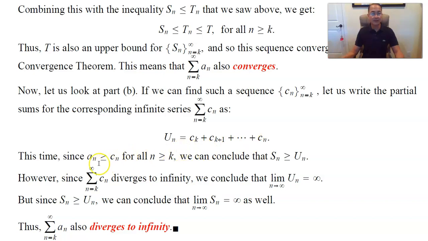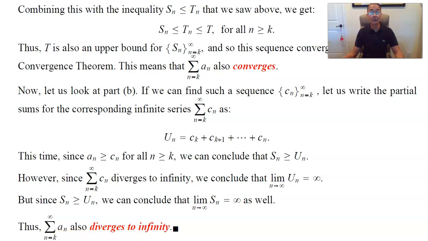All right, so since each of our A sub n's is at least equal to or bigger than the corresponding C sub n's, then the partial sums S sub n must be at least the partial sum U sub n. Okay, but summation C n diverges to infinity, so these partial sums diverge to infinity. The limit of U sub n must be positive infinity. So if that is tending to positive infinity, then S sub n should also tend to positive infinity. In other words, our series must also diverge to infinity.